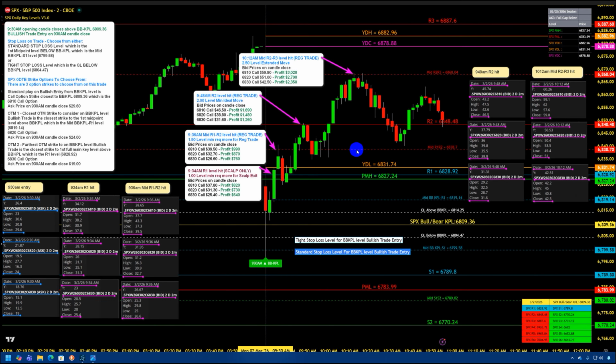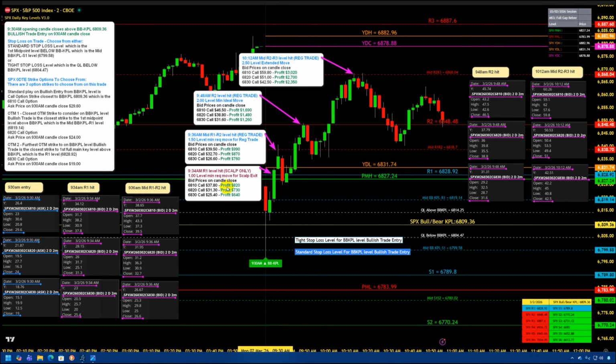How you determine the one level move in your favor with this indicator for your scalp exit is you take the level that you're taking the trade from, in this case the bull bear KPL. You look in the direction you're taking the trade from, in this case a bullish trade, so we're looking above. So one full level above is R1. R1 is our exit for a scalp only. At 9:34 a.m. it hits the R1 level for a scalp only exit. There we have the bid prices on the candle close of this candle at the 9:34 a.m. candle, which of course, since it's on a 2-minute chart, closes at 9:36.